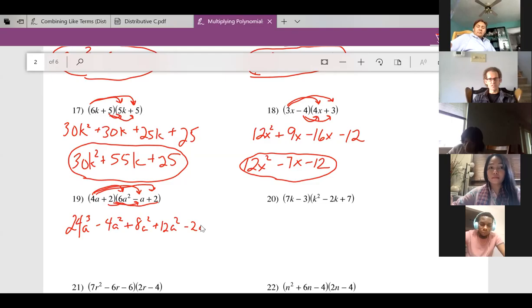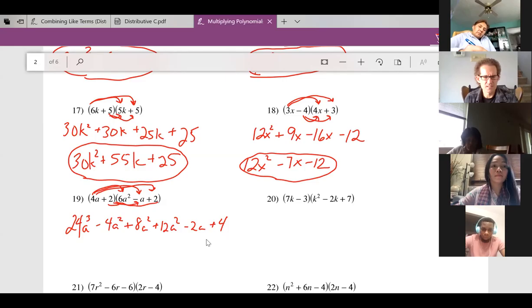Okay, so you've got a couple things that you can combine here. You've got these a squares. I've got negative 4a squared. I've got 8a squared, then I've got this 12a squared. So I'm going to combine all of those. This negative 2a, I'm just going to rewrite that because that's the only one that has an a by itself. This 4 has no like terms, so I'm just going to copy it down again. But these numbers here in the middle I can put together.